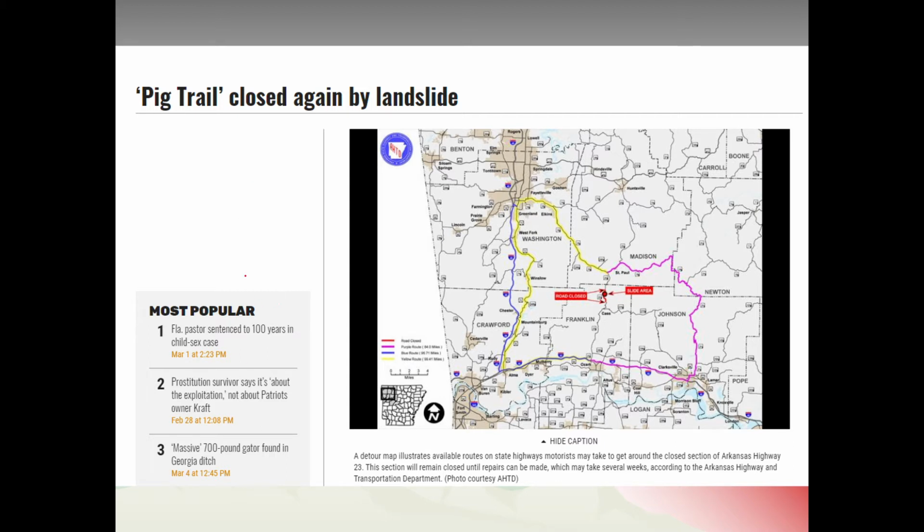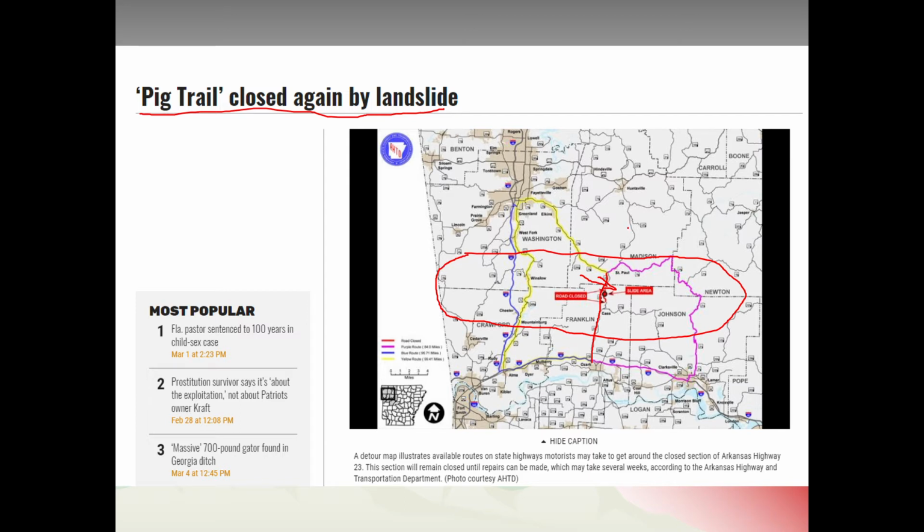I don't remember if this is the same article or not, but Pig Trail closed again by landslide. This is Highway 23, right here, and it's where these slide areas occur. So out here, where you have a lot of the Ozarks, in this region, are the tallest peaks and the highest relief in all of the Ozarks.